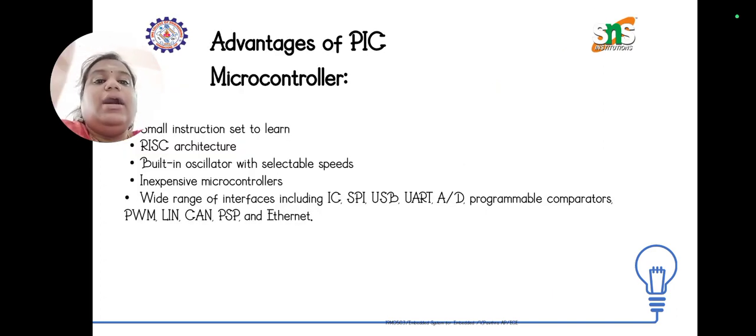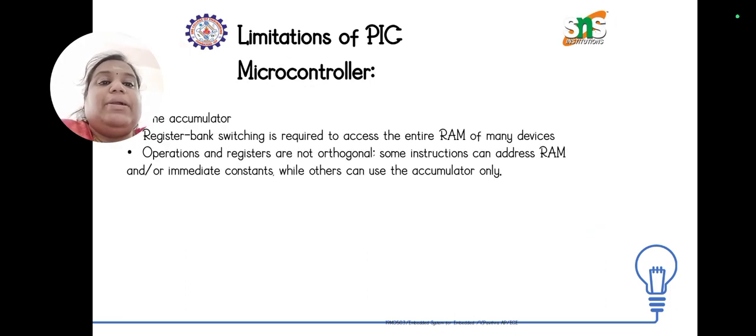Then here a small instruction set to learn: RISC processor, reduced instruction set computing architecture, built-in oscillator with selectable speeds, inexpensive microcontroller, wider range of interfaces including I2C, SPI, USB, UART, A to D, programmable comparator, PWM, LIN and CAN, PSP and Ethernet. These are the interfaces of the microcontroller. These are the advantages of the microcontroller.